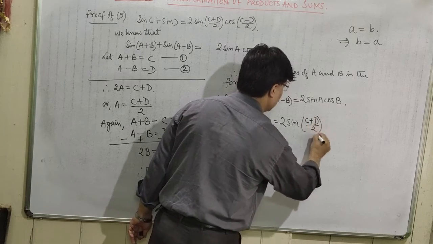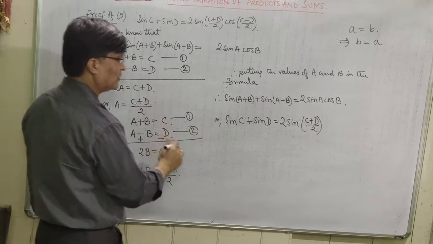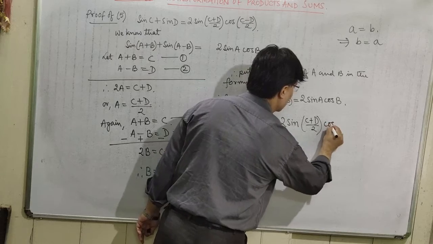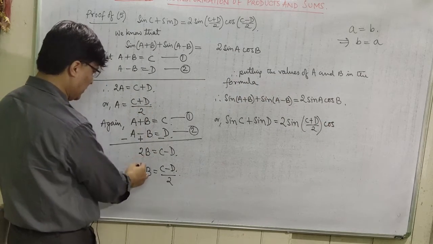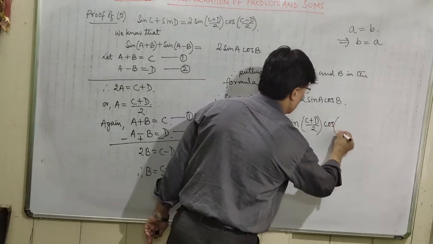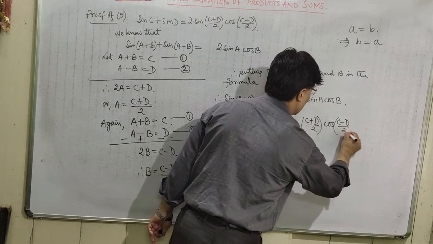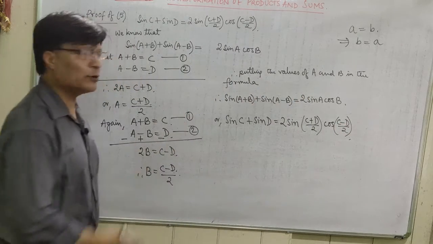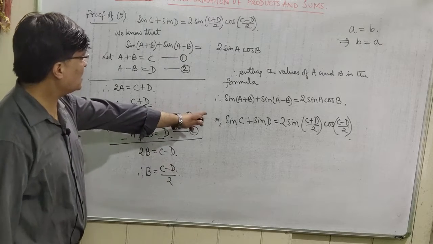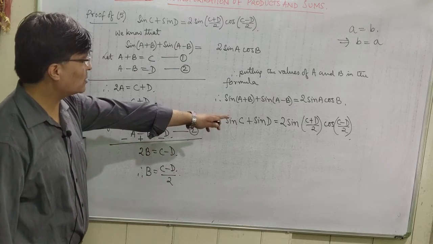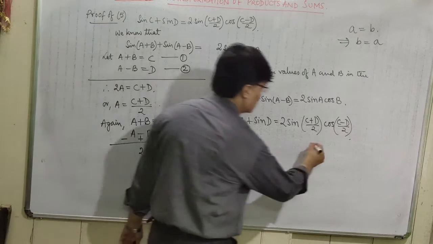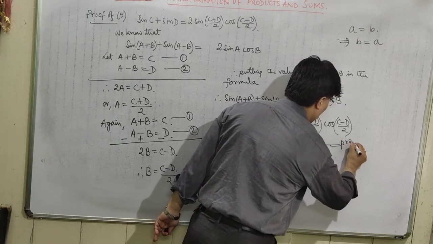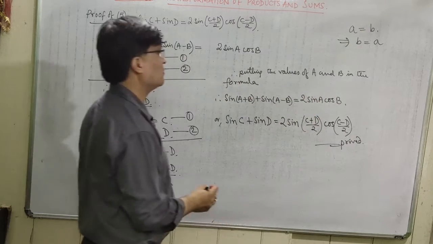It is c plus d by 2, and then cos of what is b here? What was the value for b? It is c minus d by 2. So we have proved it, isn't it? That is sine c plus sine d is equal to 2 sine of c plus d by 2 into cos of c minus d by 2.